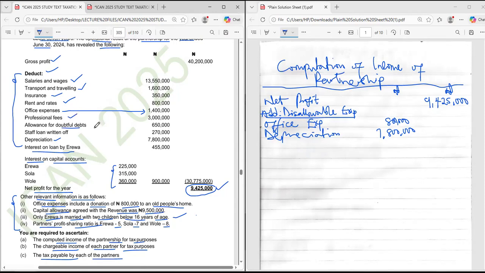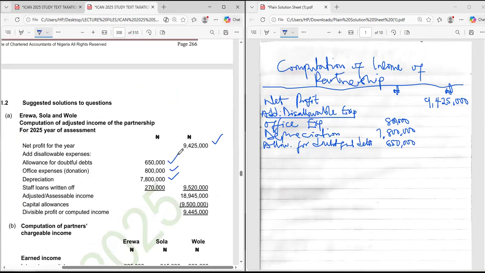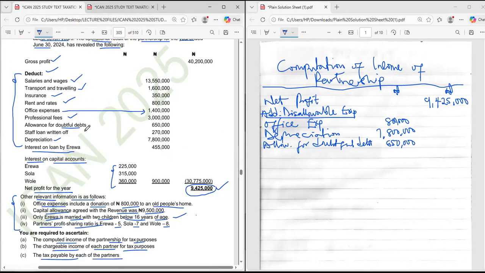Allowance for doubtful debts. Why are we disallowing it? Because they don't put specific. Okay, so specific bad debt is allowed. General is disallowed. I get it now. So allowance for doubtful debts, it never even went bad. It's still doubtful. So disallow it. They go on 650. So let's take it out from here. Then the research has been done.